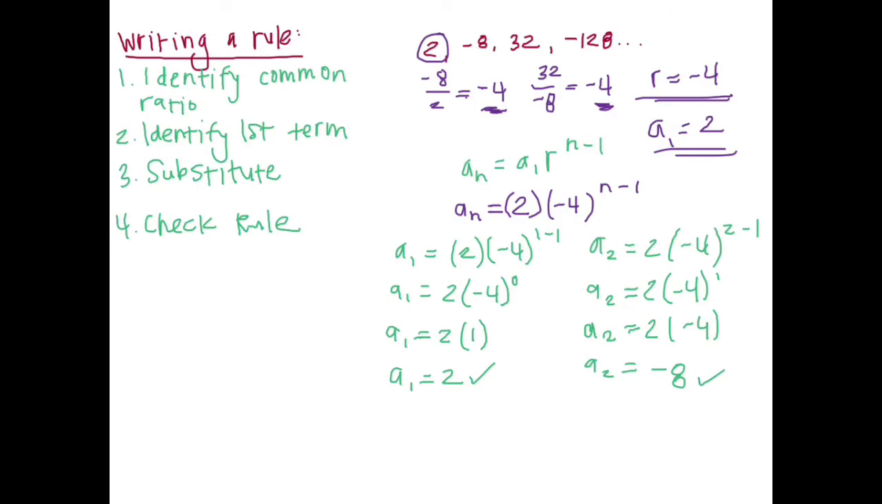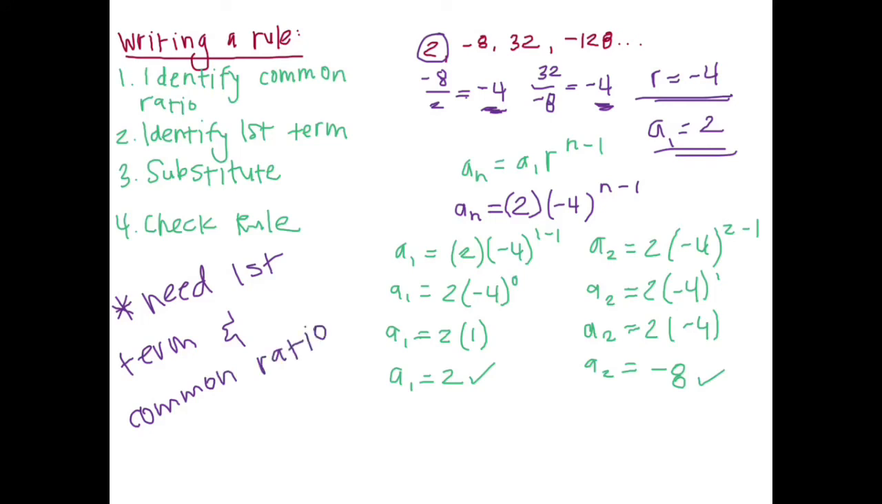So let's just quickly jot down a little side note. When you are creating a rule for a geometric sequence, or really an arithmetic sequence, you need the first term and you also need the common ratio. Without those two, you cannot create a rule. If they are not given to you, then you will need to figure out what they are, just like we did in this example.